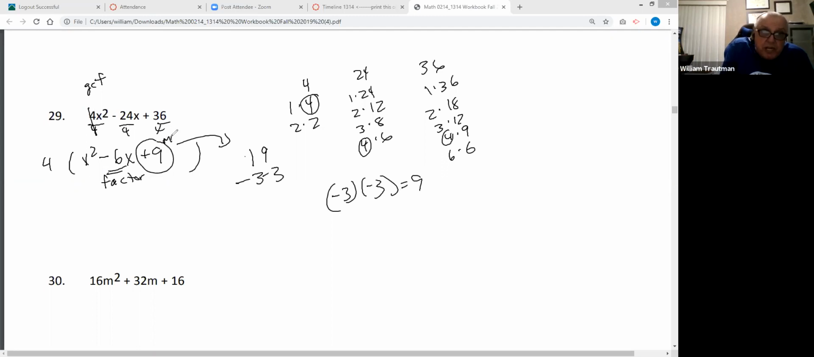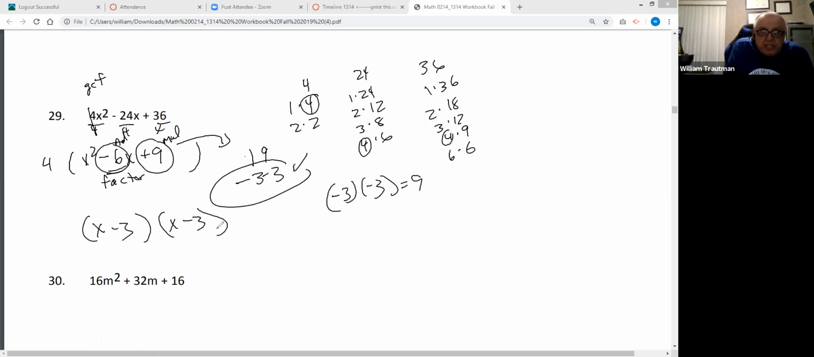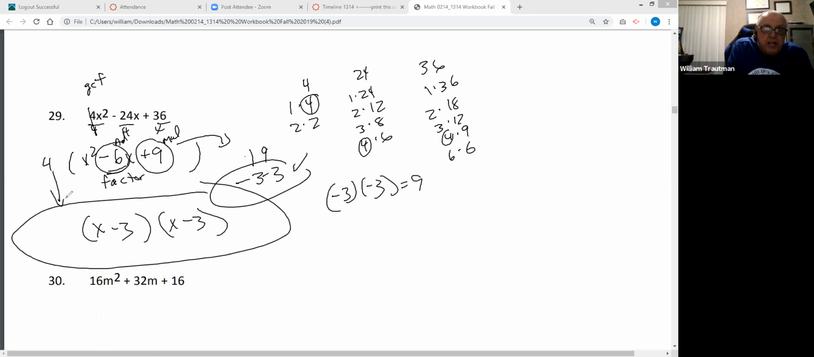When I multiply, I get this. When I add or subtract, I get this. So these are my answers. 2 parentheses, an x and an x, a negative 3 and a negative 3. And if you write this down as your answer, you're wrong because you have to add the 4 into it. The 4 has to be in front of it like that.